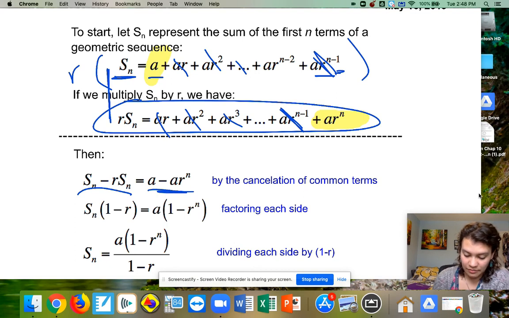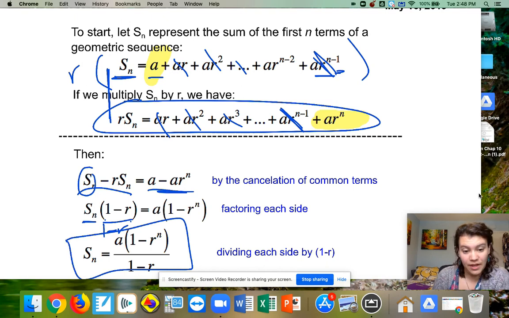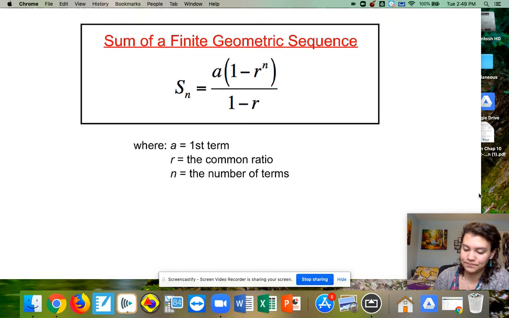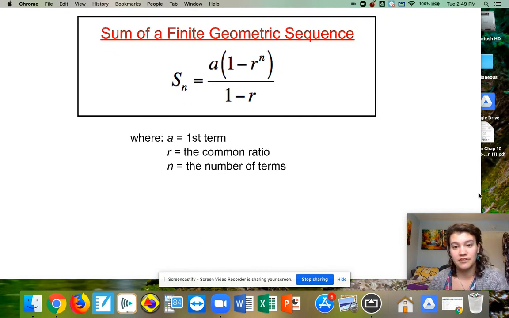So then factor out this S sub n to get 1 minus r. And then you can divide by 1 minus r, and we get this formula. And that is then going to be your formula for a geometric series. So to find the sum of a geometric sequence, this is what it's going to look like. So a is still your first term, r is then your common ratio, and n is still the number of terms.